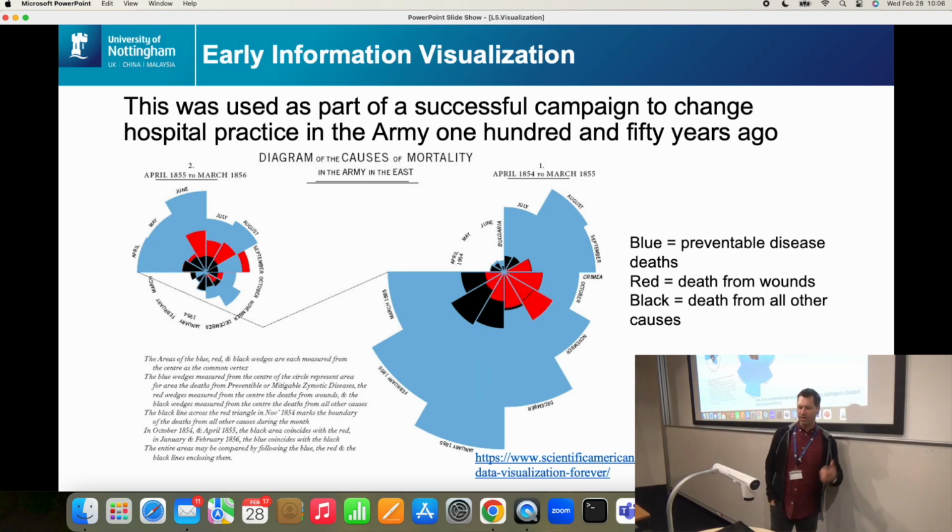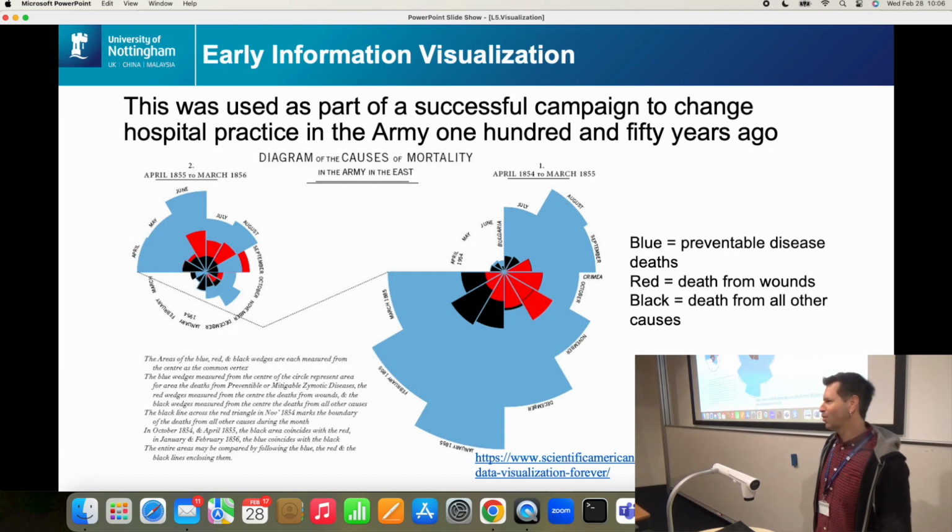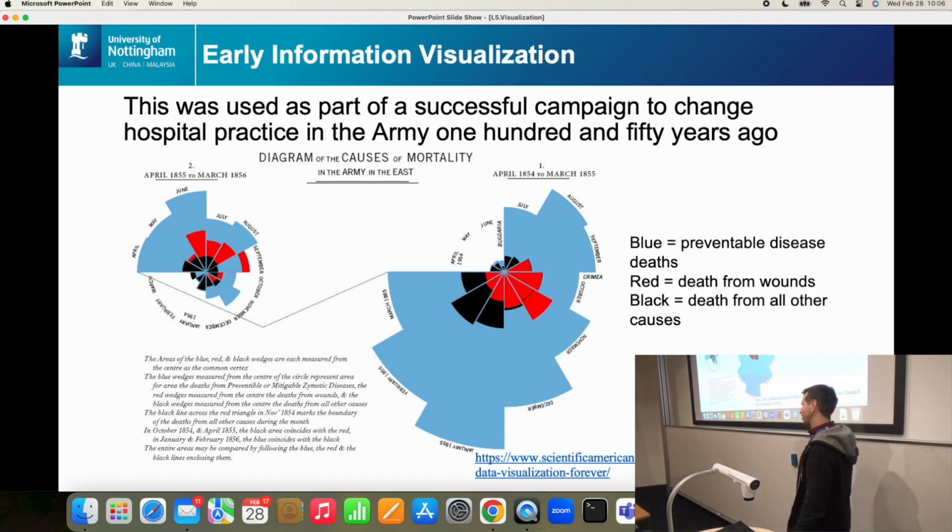So it's a very good way to communicate military policy in this particular case. Don't go to war in the winter time if you want to prevent the majority of deaths. It's a very effective way to communicate that kind of information.